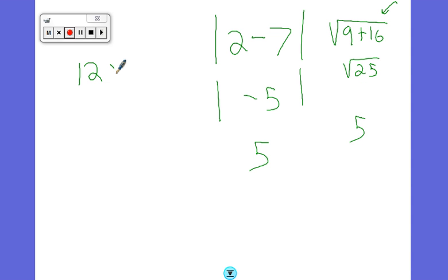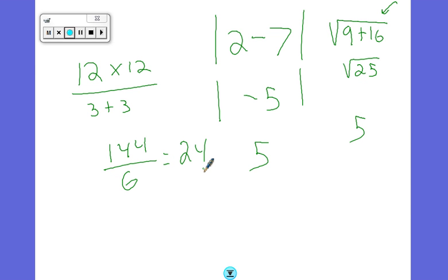Same thing goes with these. When you have a division bar, that's the last thing you do. So what's 12 times 12? 144. What is 3 plus 3? 6. What's 144 divided by 6? It comes out to be a whole number. 24. Nice job. Questions, comments, concerns, salutations?